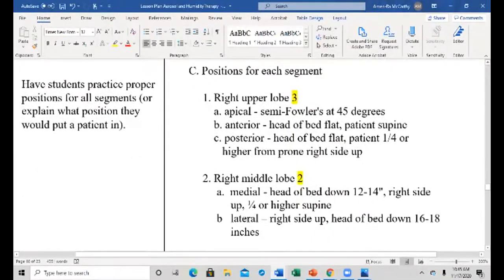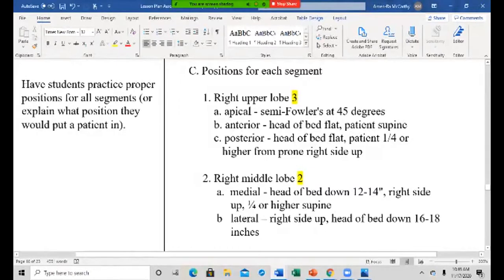Here we go. The right upper lobe has three segments, right? Apical, if you have secretions in the apical segment, you want to have them semi-Fowler's at 45 degrees. If the secretions are in the anterior segment of the right upper lobe, you want the head of the bed flat, patient supine. Right, so they're supine, how they land? On their back, so the head of the bed is flat. The bed is flat, laying flat on their back. That's how you drain the anterior portion of the right upper lobe, because anterior is in the front of the lung, right? So you want to lay on their back so it'll drain toward the middle. All of this has to drain toward the, huh?